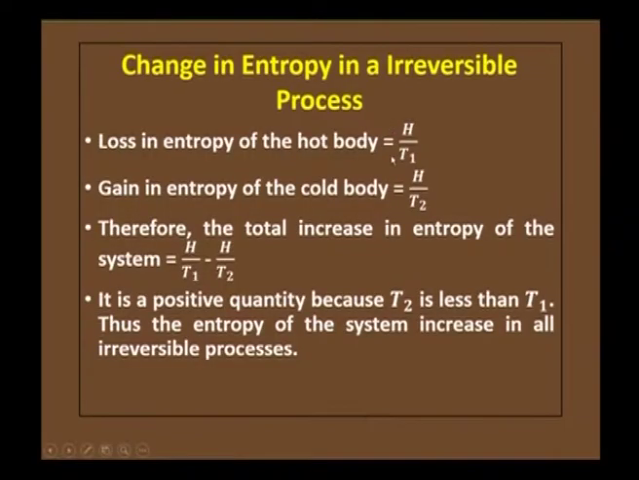Therefore, the loss in entropy of the hot body is H divided by T1. Similarly, the gain in entropy of the cold body is H by T2. Therefore, the total increase in entropy of the system is H by T2 minus H by T1. This is a positive quantity because T2 is lesser than T1. Thus, the entropy of the system increases in all irreversible processes.